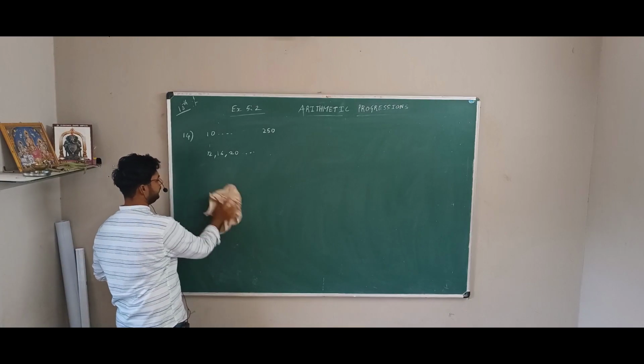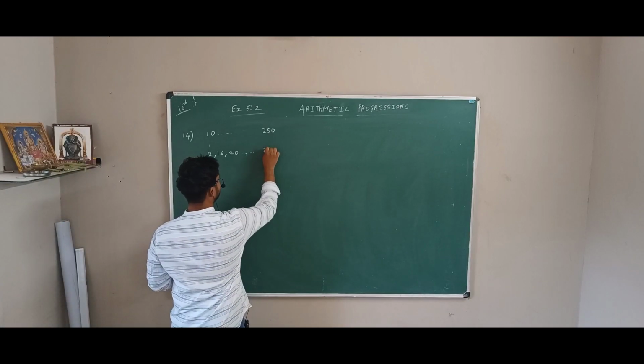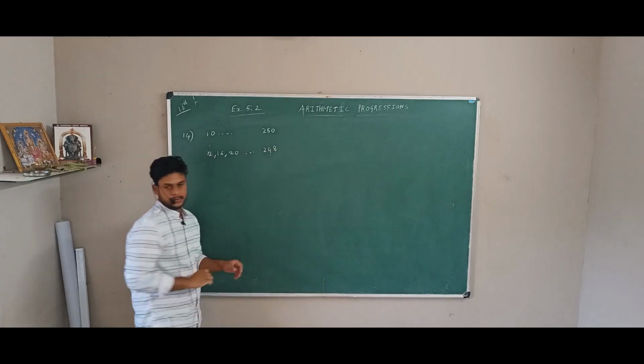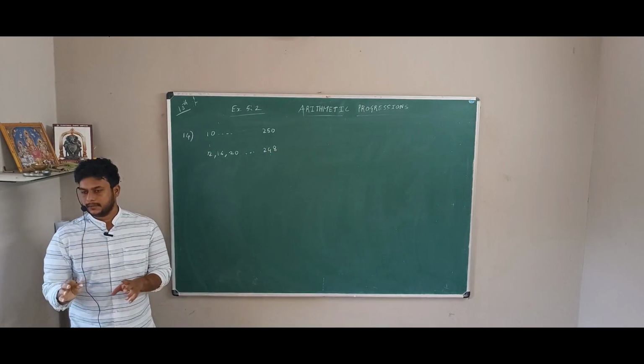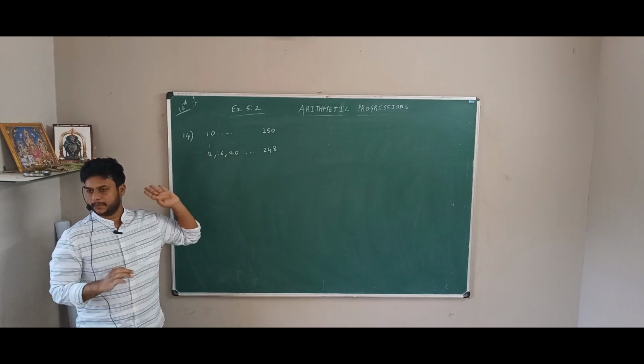So what is the nearest number divisible by 4? 248. Are you getting it or not? The nearest number is 248. Only framing takes this much; once the framing is done, the matter is finished.